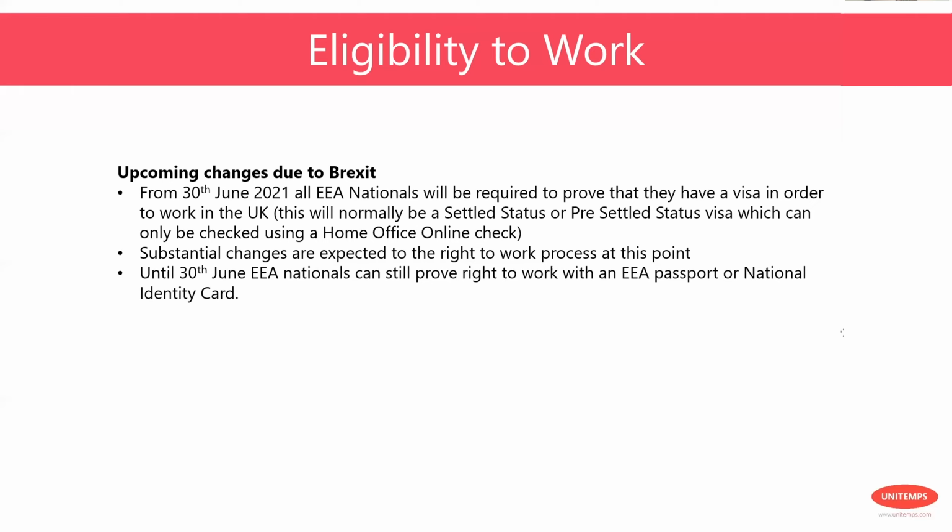The good news is that until the 30th of June, EEA nationals can still prove right to work with an EEA passport or a national identity card. The government actually goes so far as to say that we are not allowed to require EEA nationals to show a visa until after the 30th of June. The government basically require that we have to accept EEA passports and national identity cards until that point to make sure that we're treating everyone fairly. Does that make sense? Are there any questions around that?